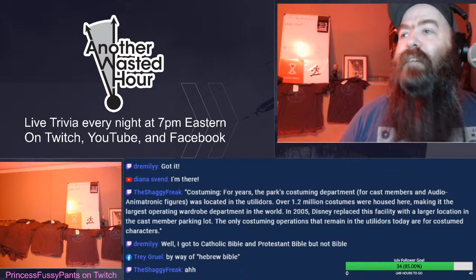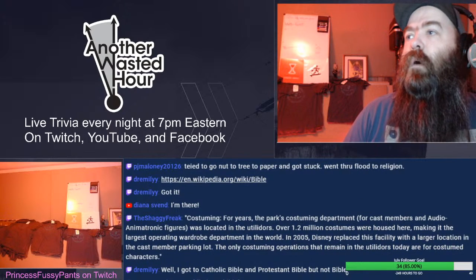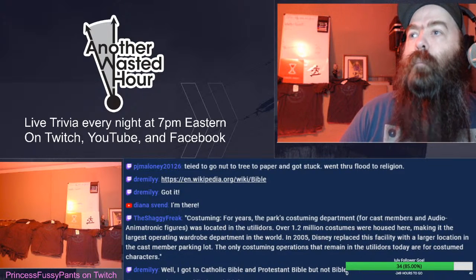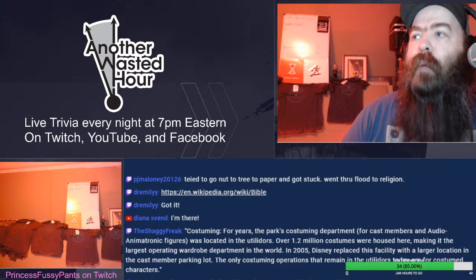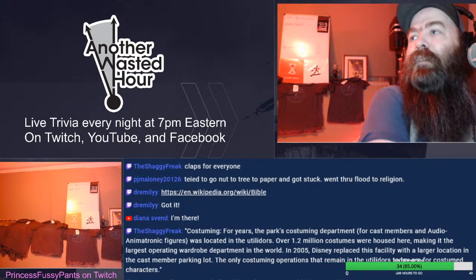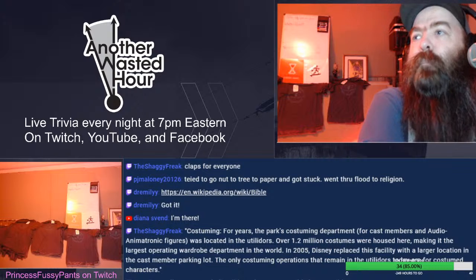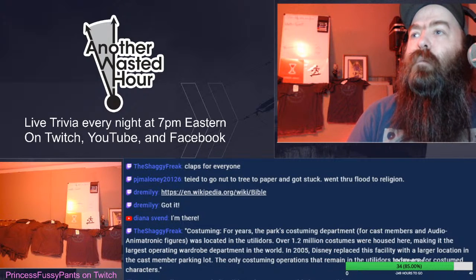Let's see. Shaggy says, costuming. For years, the park's costuming department for cast members and audio animatronic figures was located in the Utilidors. Over 1.2 million costumes were housed there, making it the largest operating wardrobe department in the world. In 2005, Disney replaced this facility with a larger location in the cast member parking lot. The only costuming operations that remain in the Utilidors today are for the costumed characters.